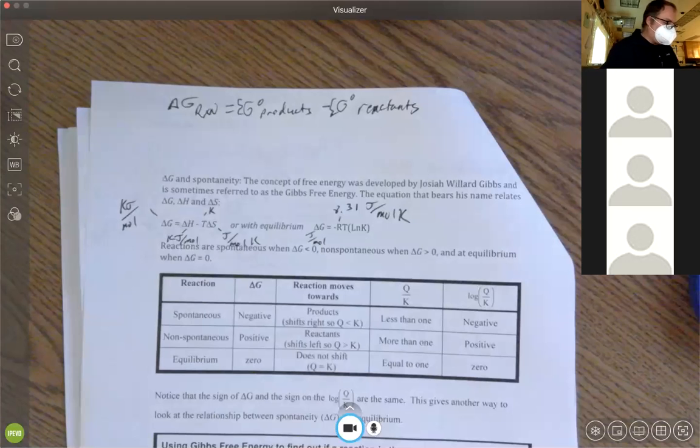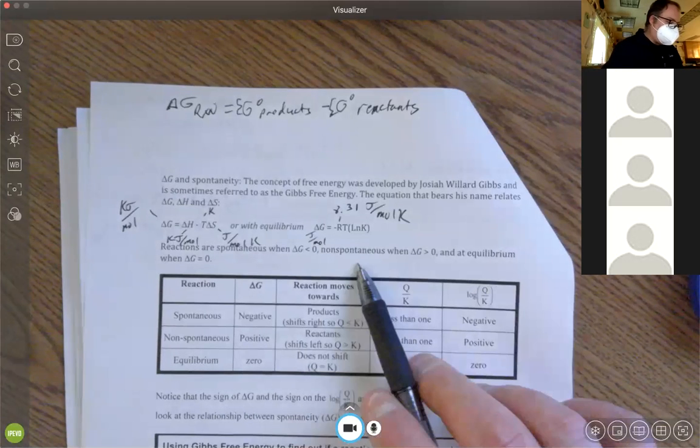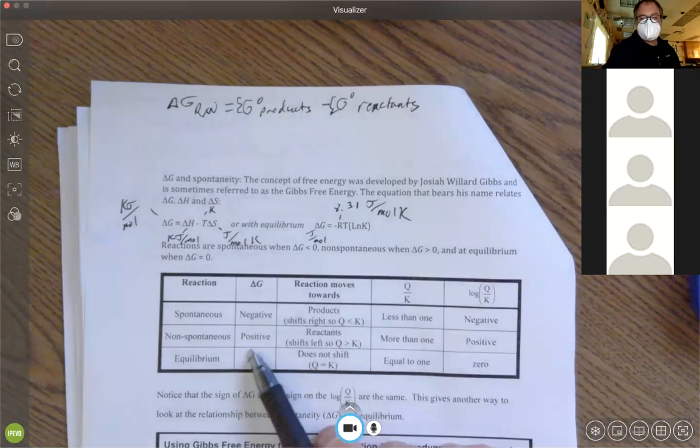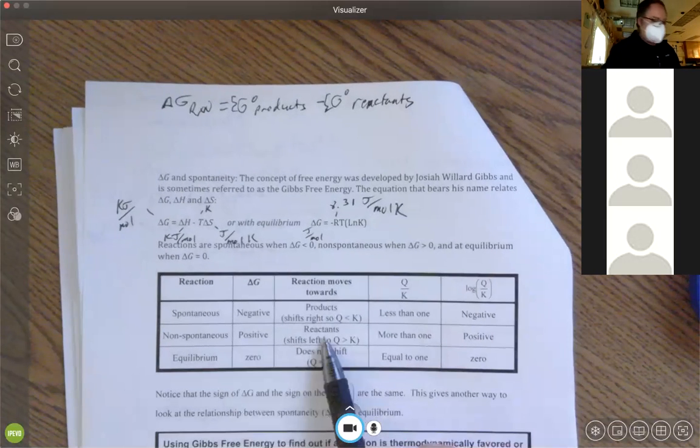Non-spontaneous is when delta G is positive, greater than 0. That's when we're shifting to make reactants. At equilibrium, delta G equals 0.